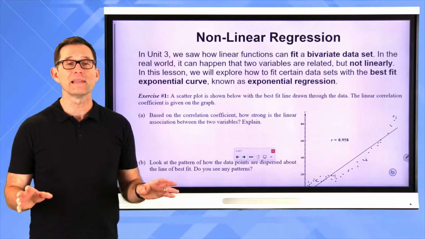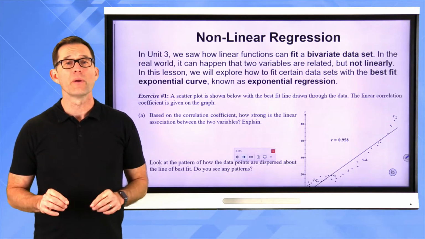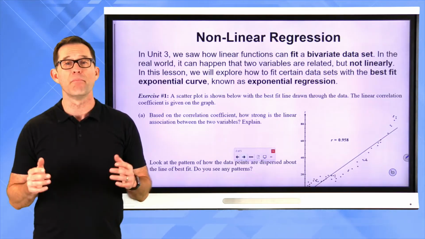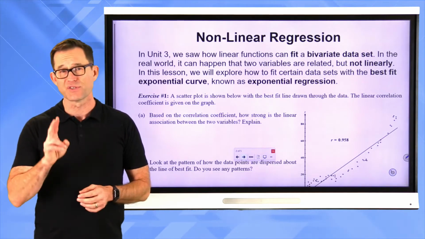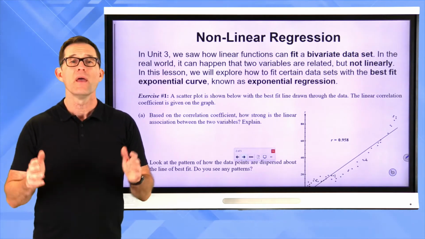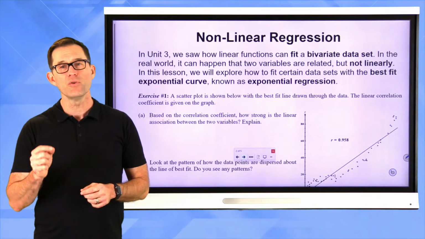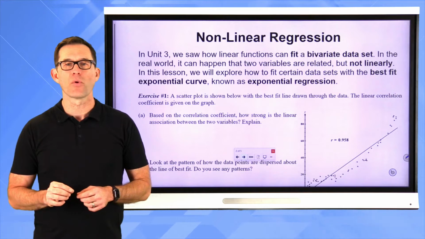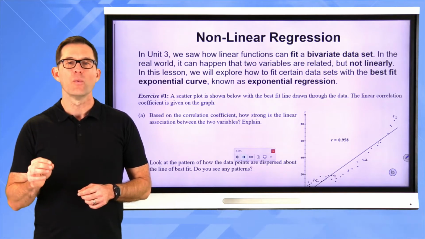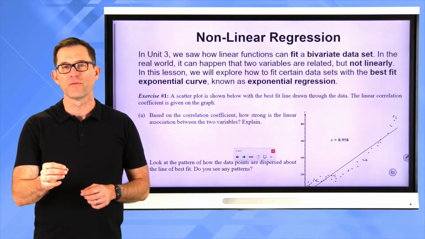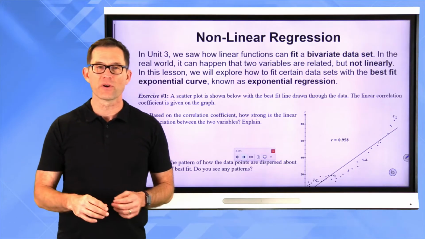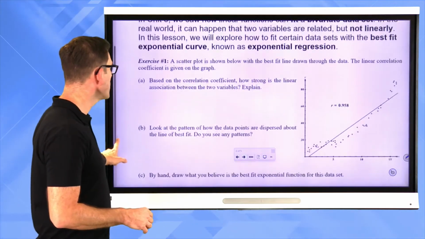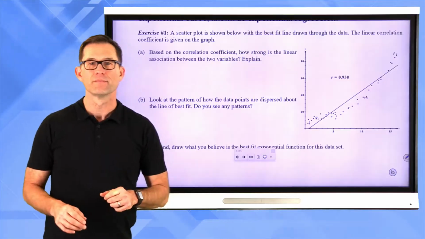All right, non-linear regression. In Unit 3, we saw how linear functions can fit a bivariate data set. In other words, two variables, x and y. In the real world, it can happen that two variables are related, but not linearly. In this lesson, we will explore how to fit certain data sets with the best fit exponential curve known as exponential regression. So let's take a look at exercise number 1.